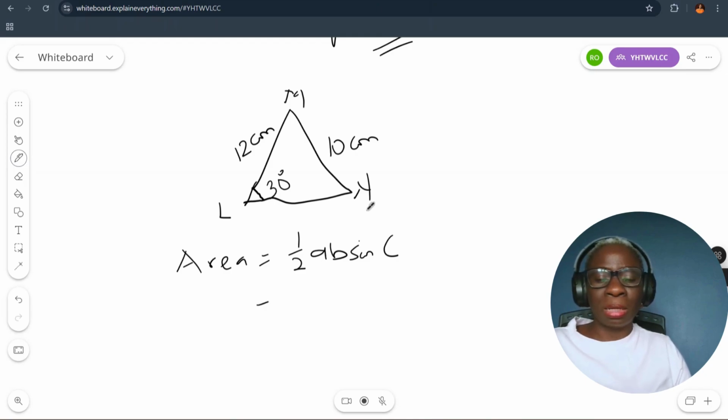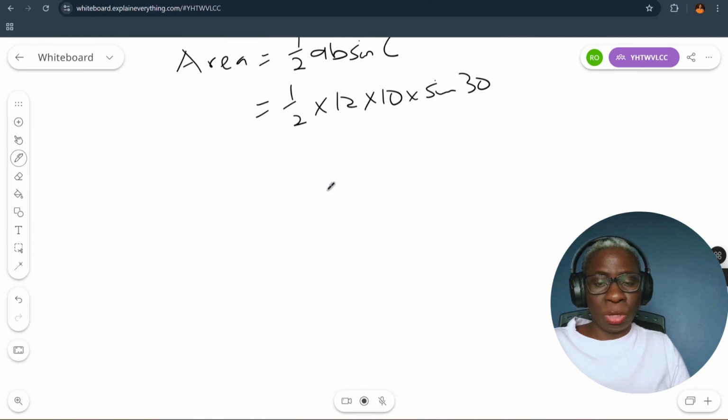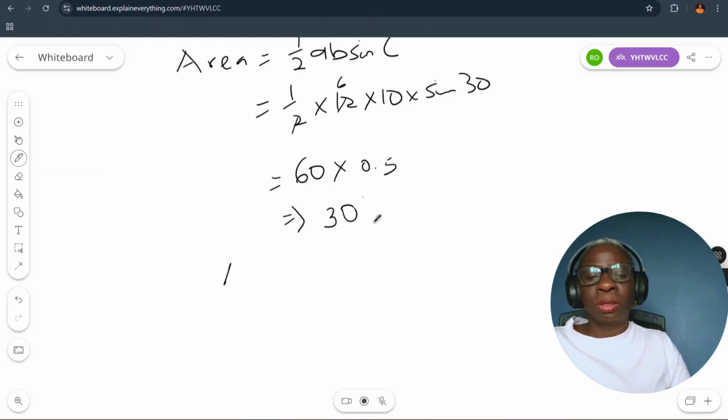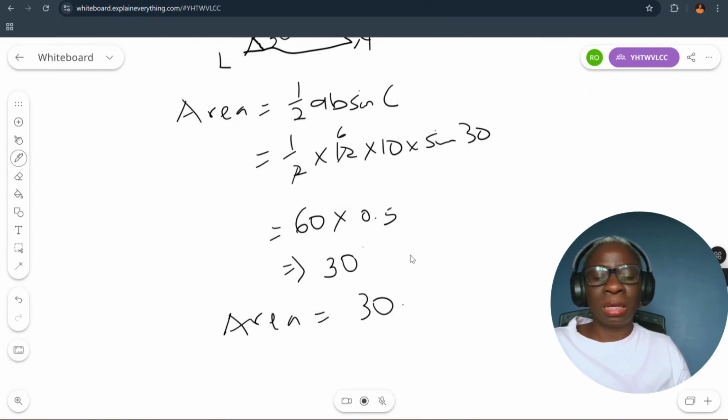So that means the area will be half times 12 times 10, then times sine 30. So 12 times 10, 2 will go here 1, 2 will go here 6. So that means 6 times 10. So we would have 60 times, what is sine 30? Sine 30 is 0.5. So 60 times 0.5 is 30, and since we're calculating area, the area will be 30. What is the given unit? The unit is in centimeter. So the area is 30 centimeter square.